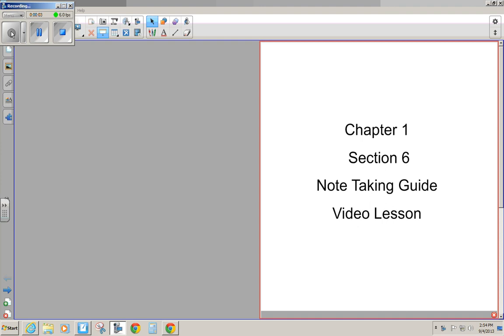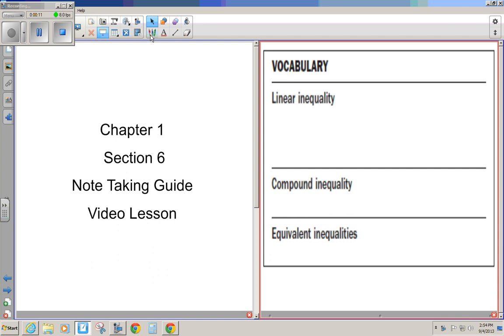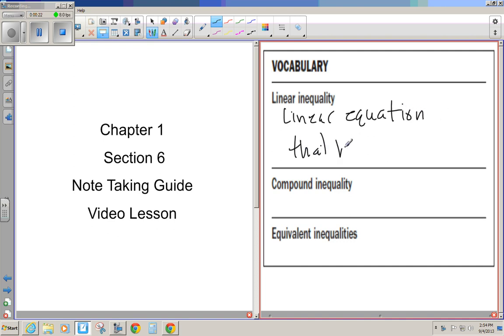This is Chapter 1, Section 6, Solve Linear Inequalities. First off, a linear inequality is just like a linear equation. So look back over your notes, look up what a linear equation is. Well, this time it has an inequality. That means less than, greater than, and then this would be it has an equal to.